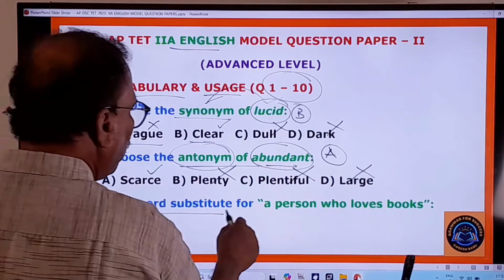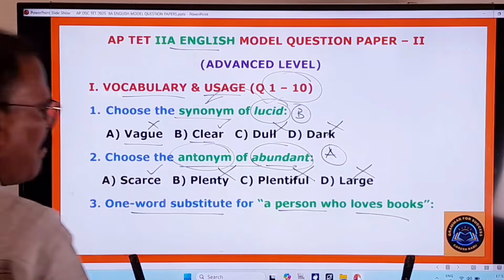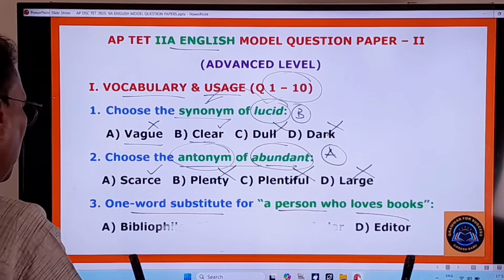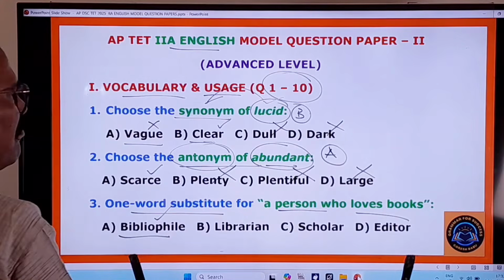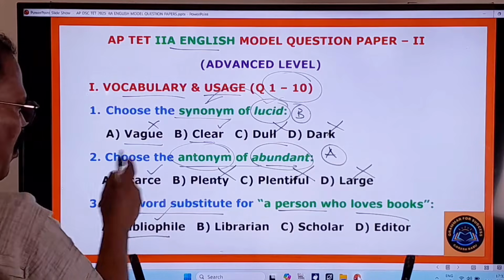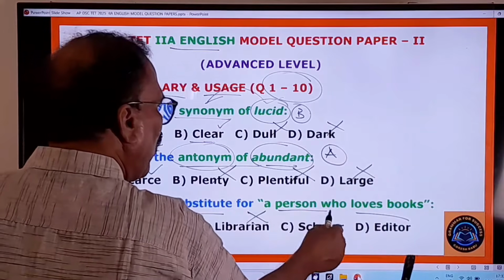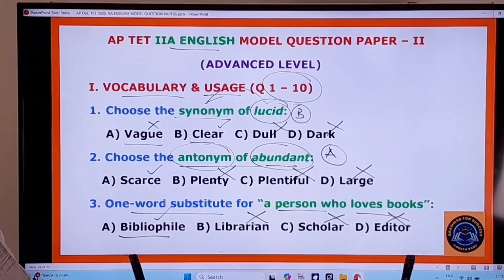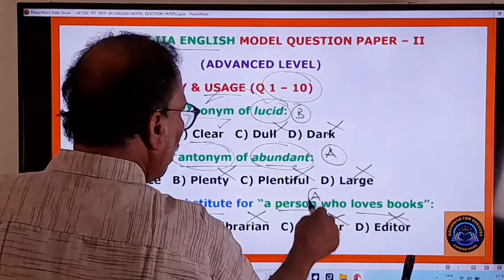One word substitute for a person who loves books. What is the person who loves books called? And here you pay attention. Bibliophile. A person who loves books is called a bibliophile. Not a librarian, not a scholar, not an editor, but only a bibliophile, right? And therefore your answer is going to be A.